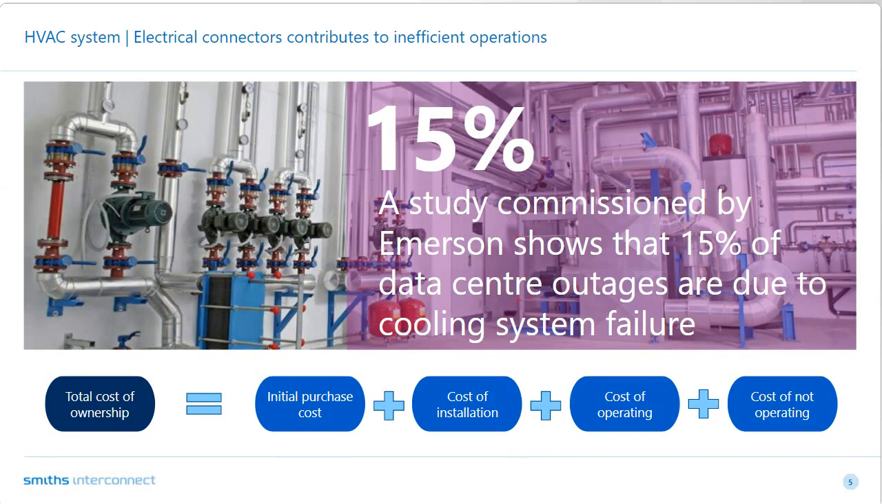So before we go on to talk about connectors, this is quite an interesting percentage to start with. A study that was commissioned by Emerson showed that 15% of data center outages are due to cooling system failure. Now, I'm not here to argue that 15% or 20% or whatever the final number is. From their perspective, they're all down to a particular piece of equipment, whether it is a connector, a cable, or any other system that's connecting to a cooling system.